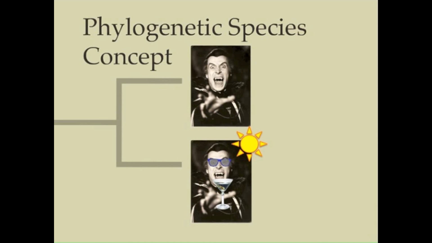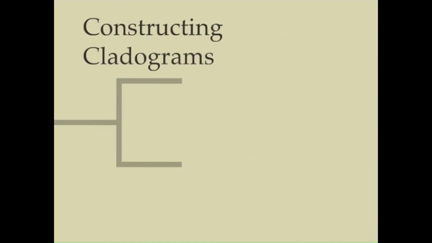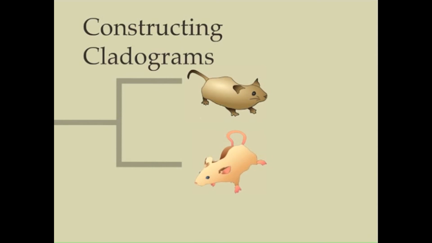In reality, biologists often use both the biological species concept and the phylogenetic species concept to construct cladograms. These two different concepts are based on different data, reproductive isolation versus uniquely heritable traits, so biologists will often take advantage of both to ensure that the cladogram illustrates the evolutionary history of the organisms as accurately as possible.